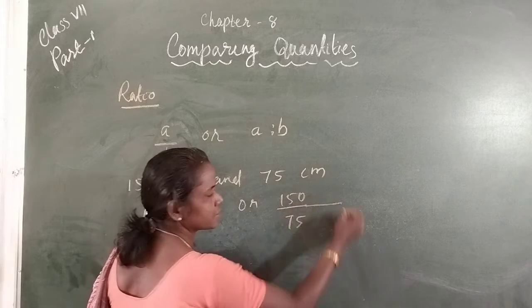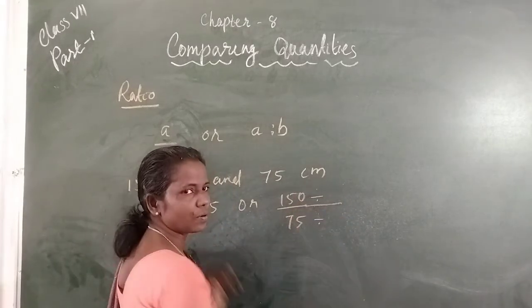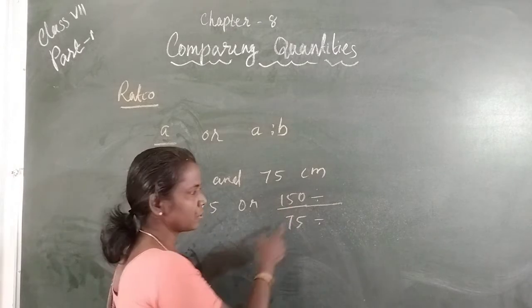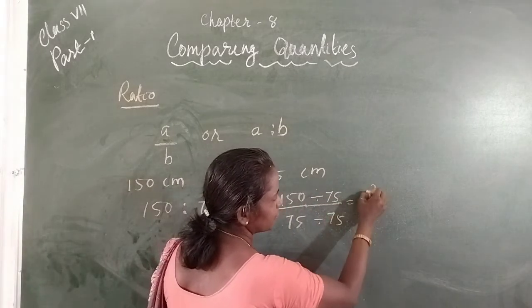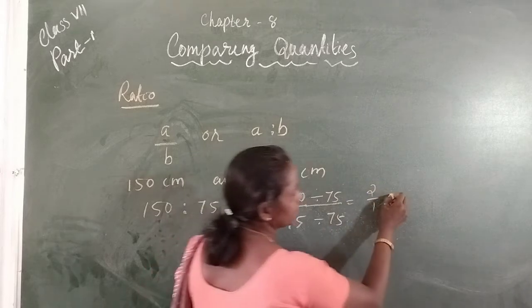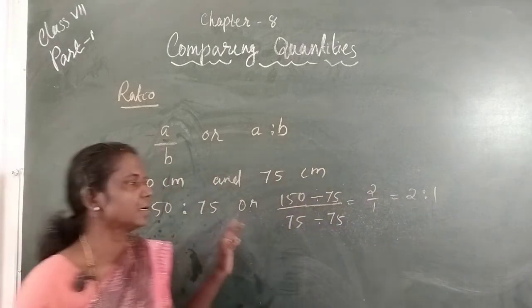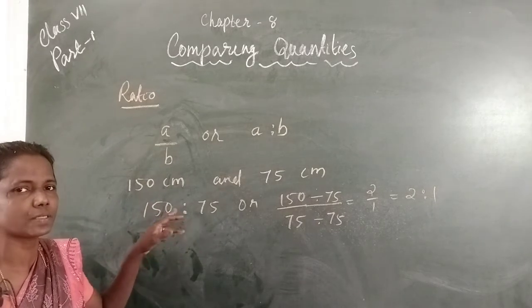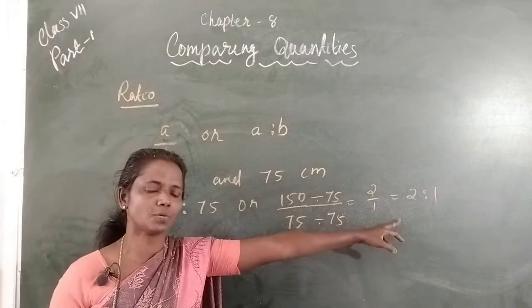How to find its simplest form? It means these two numbers are divided by the highest common factor. Which is the highest common factor, you know? 75. Then here we get 2 by 1, which is equal to 2 is to 1. Then the ratio is generally expressed in which form? Simplest form. Here look, the ratio is 2 is to 1.